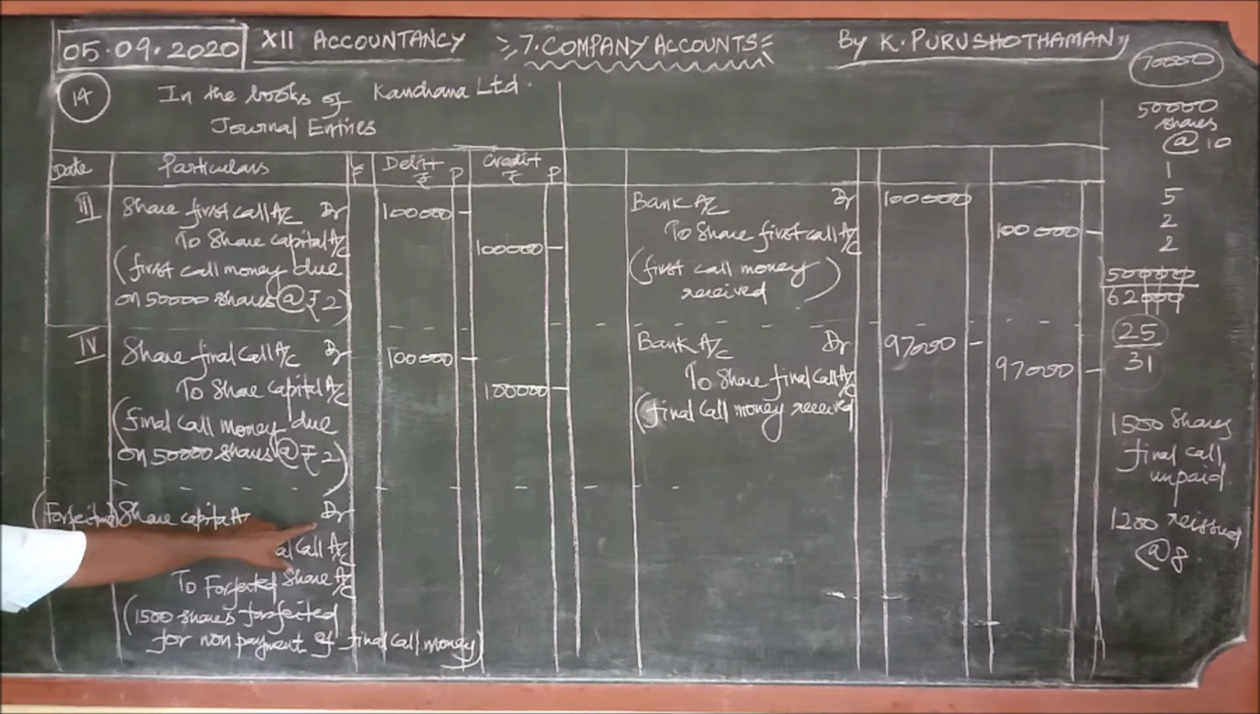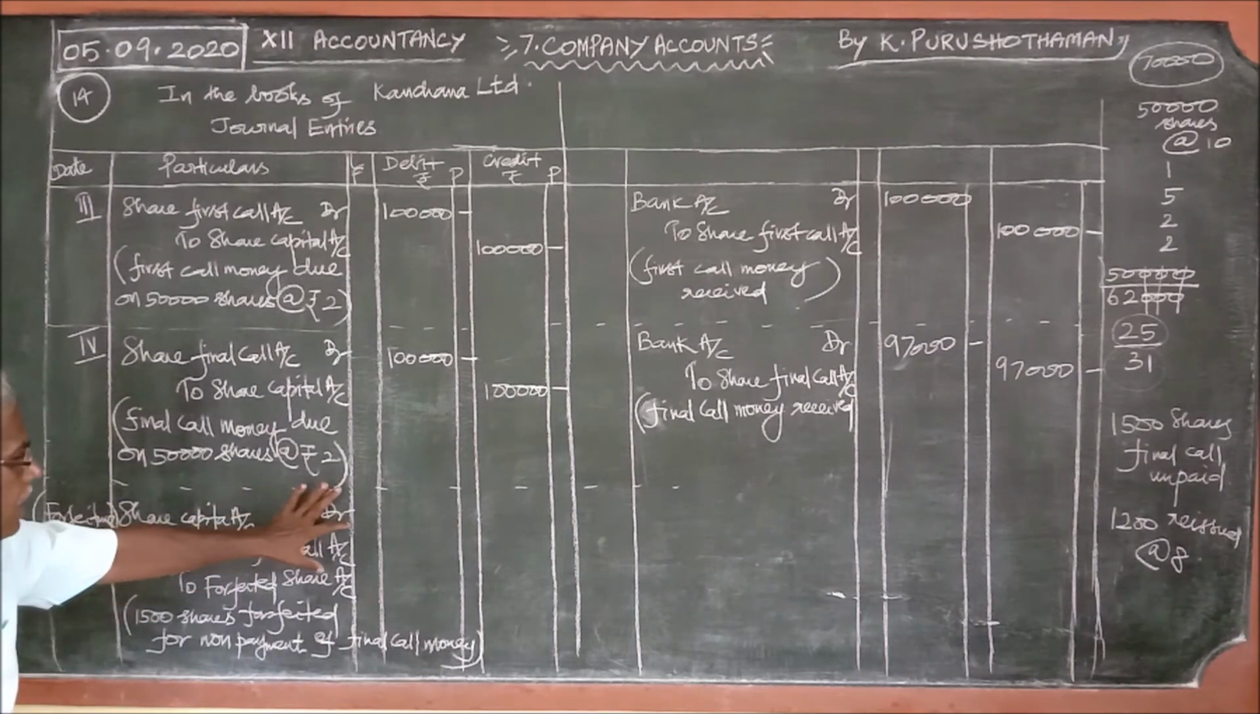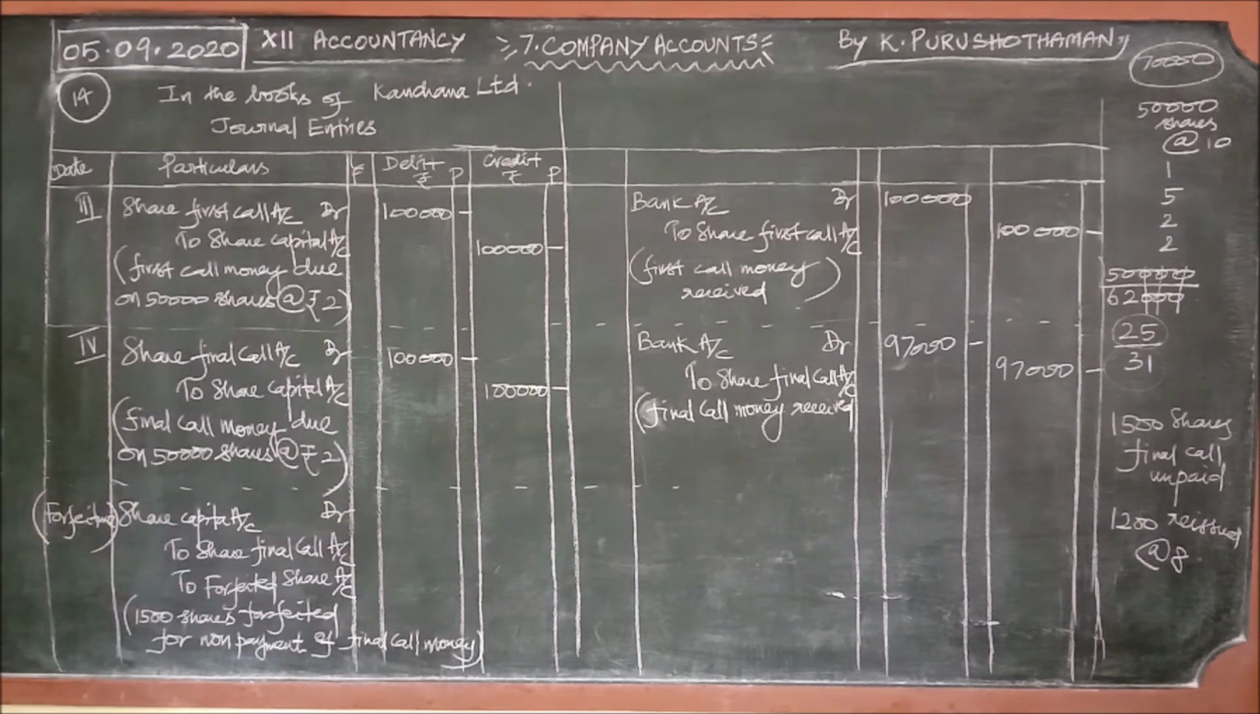To share first call account, to share final call account, you should write. In addition, if the allotment money is also not paid, then what should you write? To share allotment account, to share first call account, to share final call account. And this entry purely depends upon the condition given in the problem. In this problem, only the final call money was not paid and therefore they have written here.